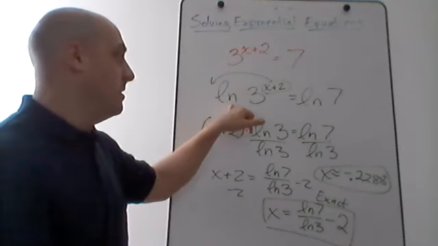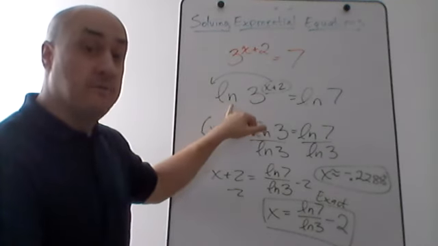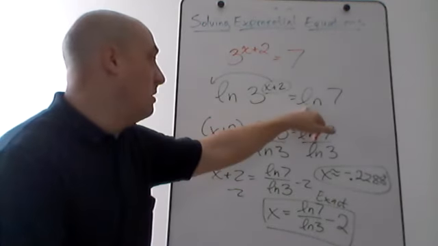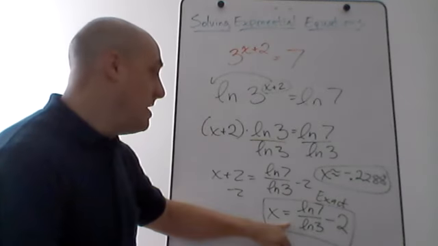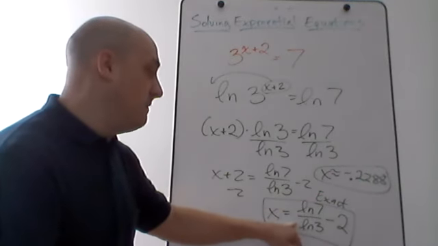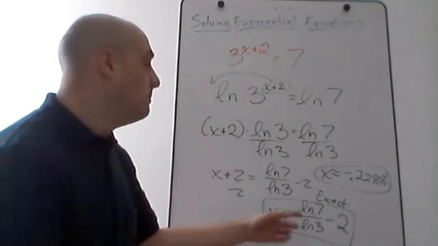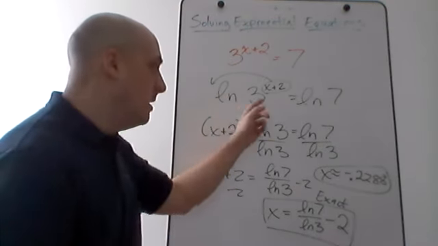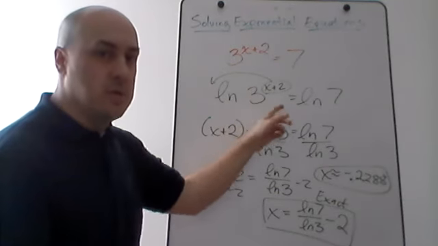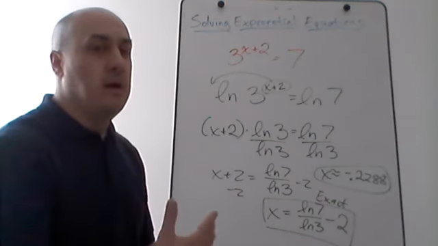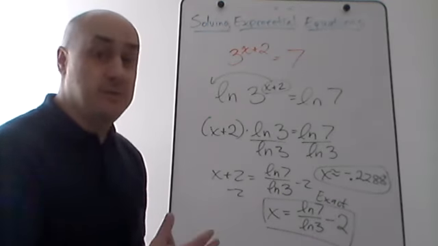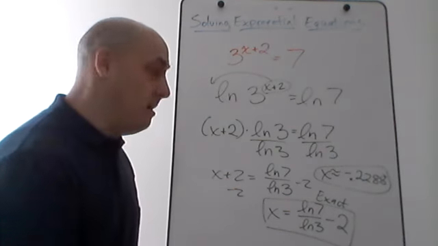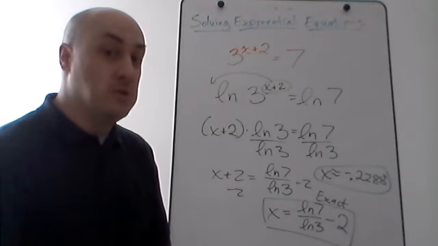And just one more side note here. If you would use the common log up here instead of the natural log, if you just wrote log 3 equals log 7, well then at the end you would have x equals log 7 divided by log 3 minus 2. If you put that in the calculator, you're going to get the same approximate answer. So like I said, it doesn't matter which log you use on both sides of the equation. But if you plan on going into higher levels of math, I would get used to using that ln, that natural logarithm now, because that's the one you'll be using most often as you move forward.